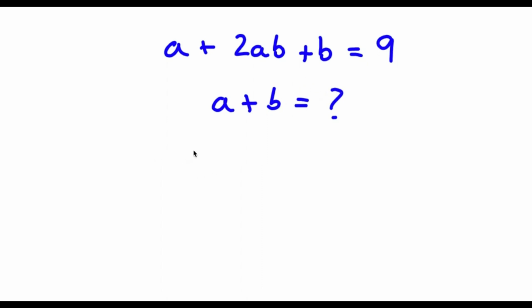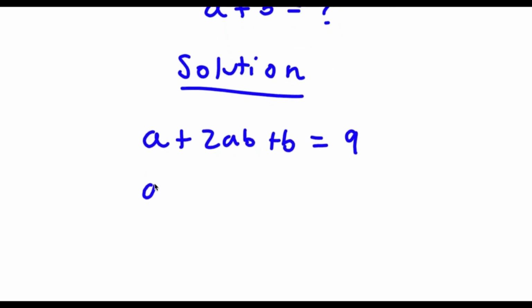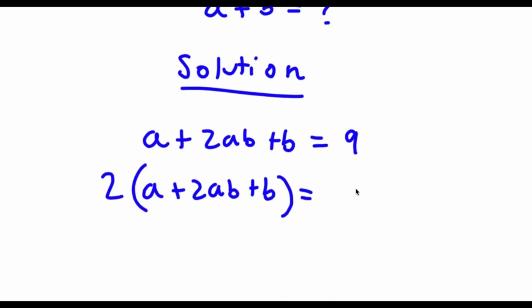So, for my solution, first start with a plus 2ab plus b is equal to 9. Now, I'm actually going to multiply both sides by 2. So now I have (a plus 2ab plus b) times 2 is equal to 9 times 2.